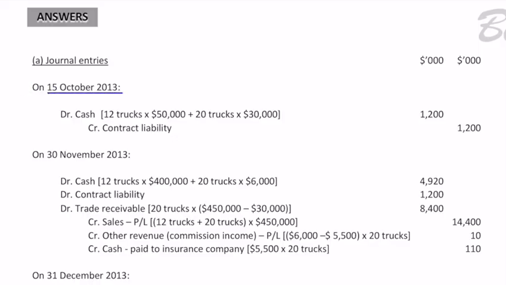In the month of October, the total cash received is $1,200, $600 for Plan 1, $600,000 for Plan 2. In the month of November, the company received cash in total of 4,920. This 4,920 is for the 12 trucks and the 20 trucks. Then we must reverse this contract liability. There's a receivable 8,400. The sales recognized in profit and loss should be 14,400. This 14,400 is based on the standalone selling price. And there's a commission income, and this is the amount of cash paid to GCC.